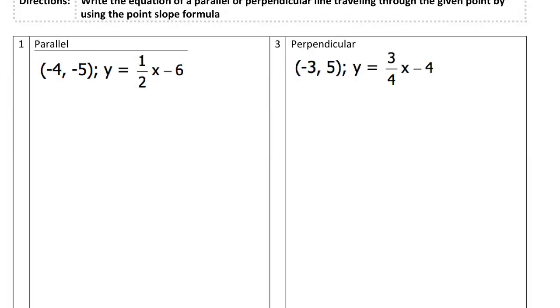Hey children, so we're going to work on problem 3 together as an example / practice for you to do problems 1, 2, and 4 on your own.